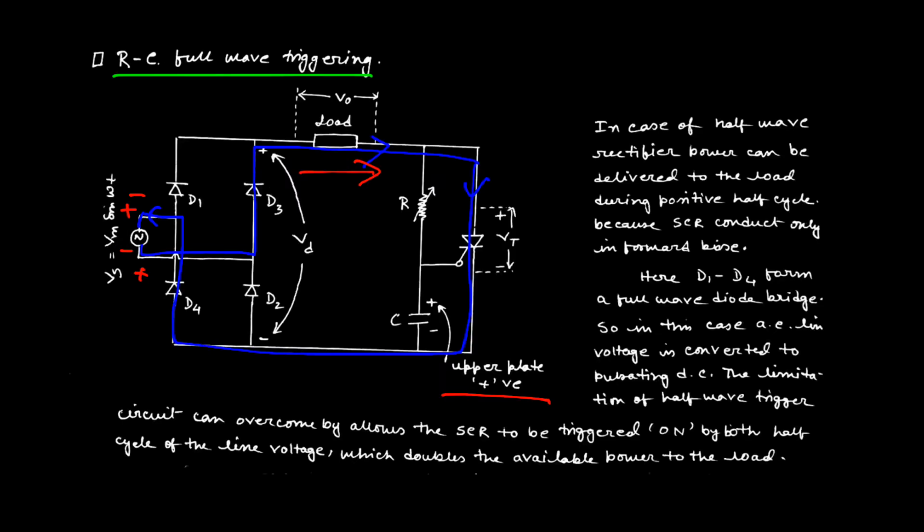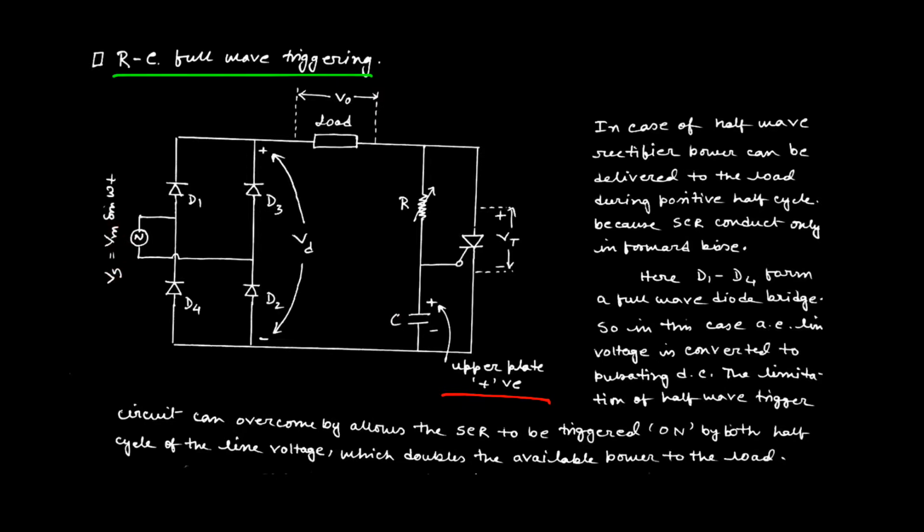Before that, let me erase the direction of the current. So during the positive half cycle, the current flows from diode D1 to the switch as well as the capacitor. At first the switch is not in the on state, so the current flows through this circuit and the capacitor gets charged. When the capacitor is charged to a higher voltage, suppose near plus Vm, the capacitor tries to discharge.